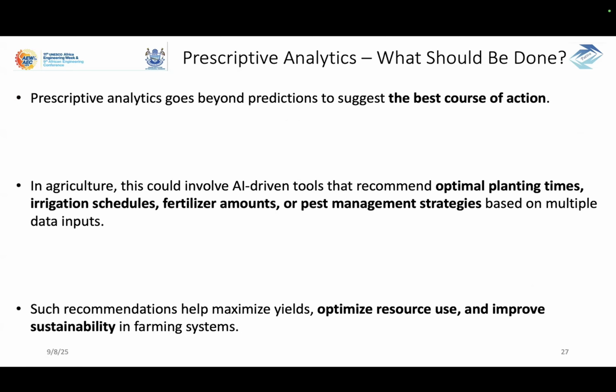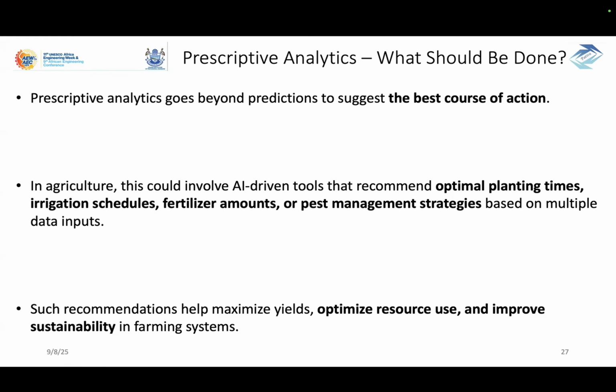Okay. So I've talked about three types of analytics. Descriptive analytics asks you the question, what happened? Diagnostic, why did it happen? Predictive, what might happen now? And the last but not least is prescriptive analytics.